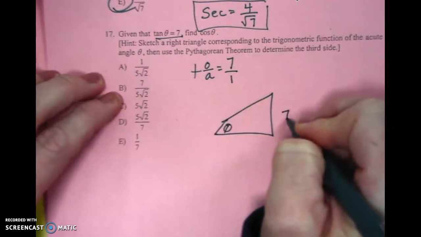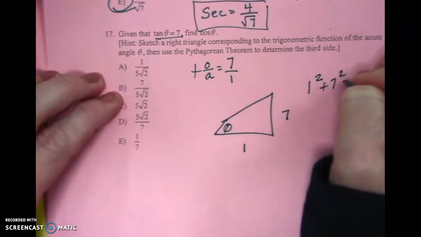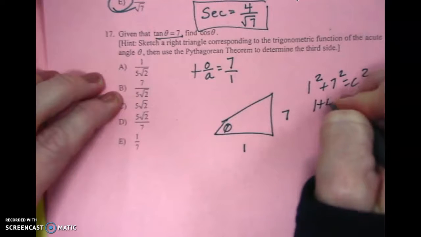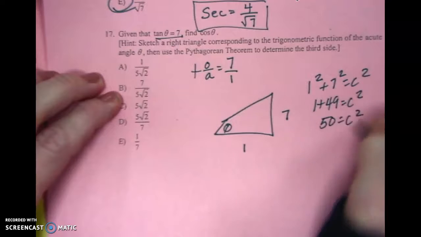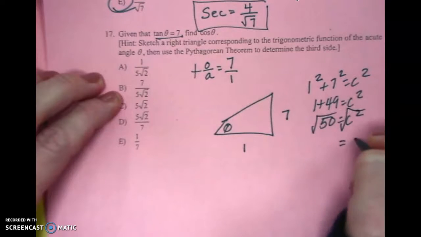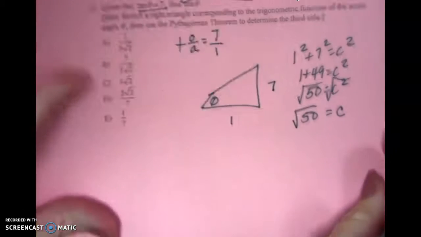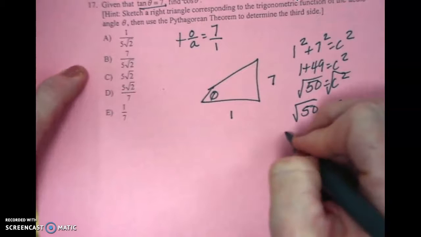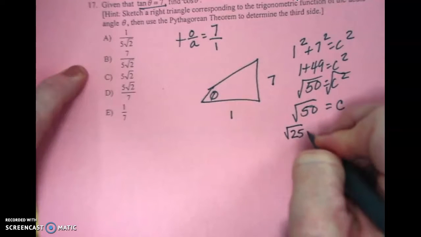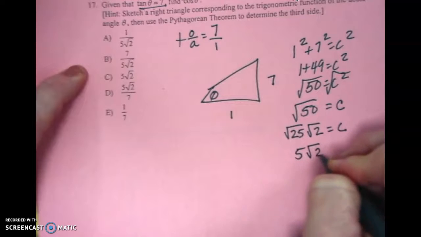So opposite over adjacent, a squared plus b squared equals c squared. 1 plus 49 equals c squared. C squared is 50, but we want the square root of 50. Now, we talked about simplifying square roots. What perfect square goes into the square root of 50? The square root of 25 times the square root of 2. So c is 5 square roots of 2.